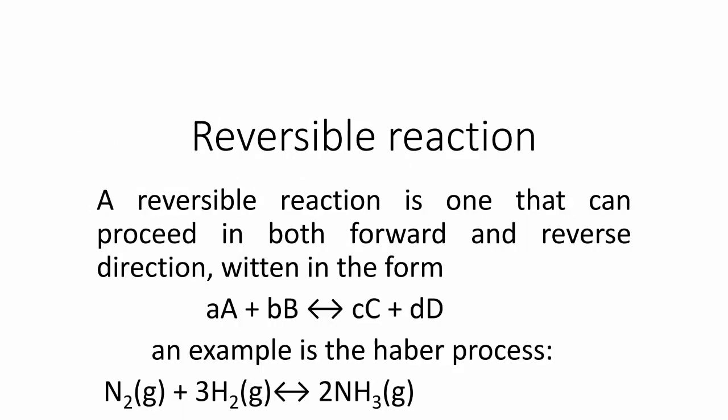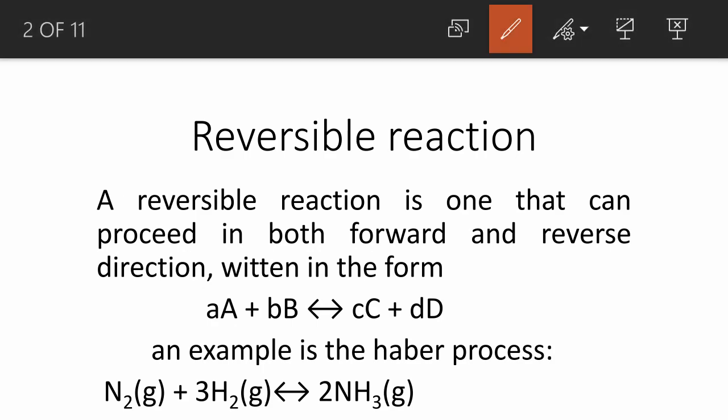Now we start with what a reversible reaction is. A reversible reaction is one that can proceed in both forward and reverse direction, written in the form aA plus bB giving us cC plus dD. This arrow signifies that the reactant can give rise to product, and the product can also give rise to the reactant. That means reactants can combine to give product, and products can also combine to give reactant.